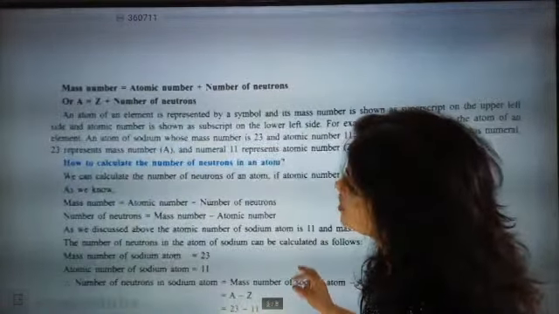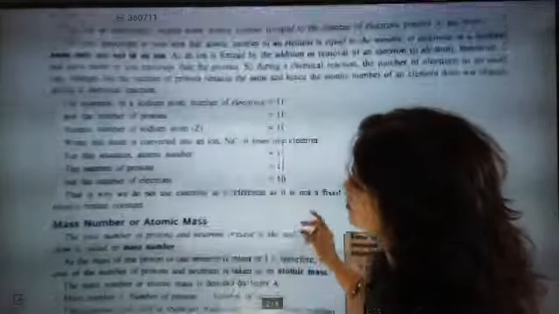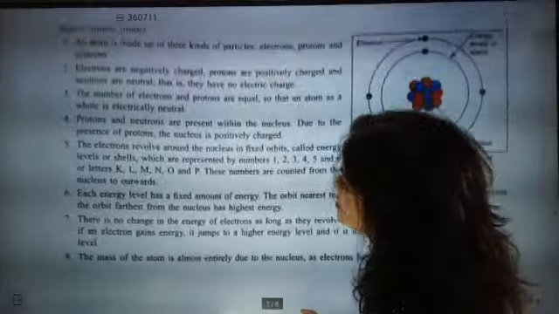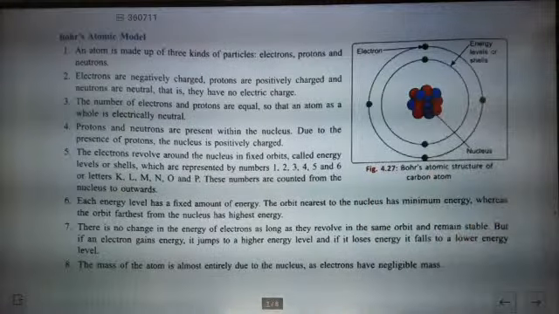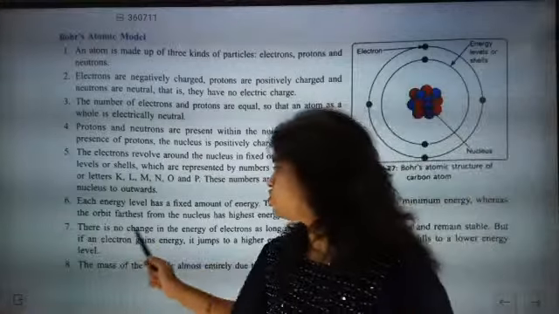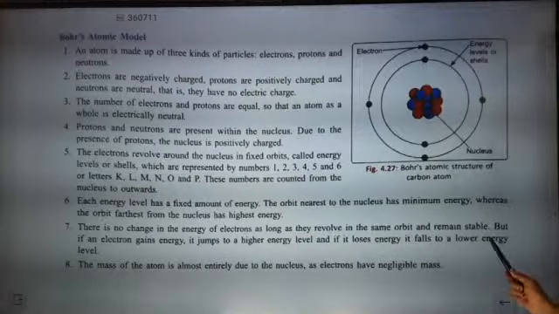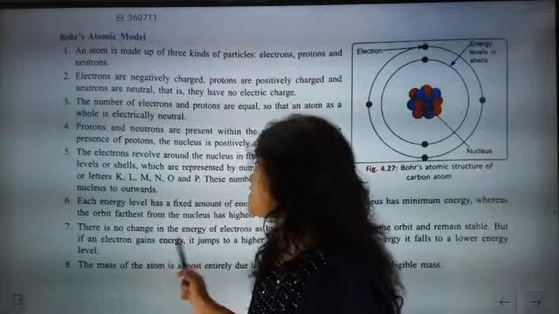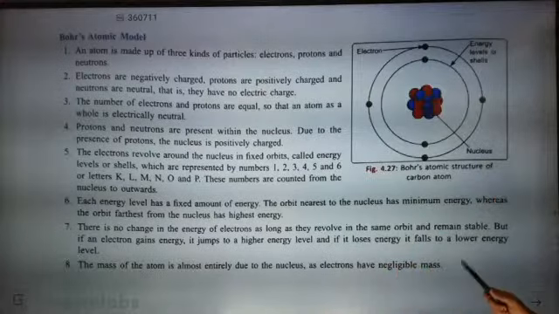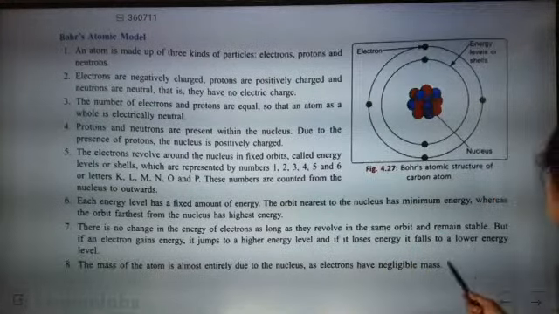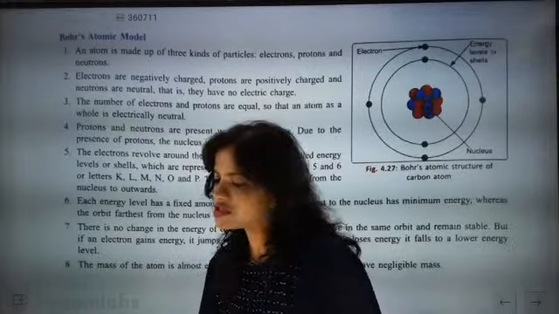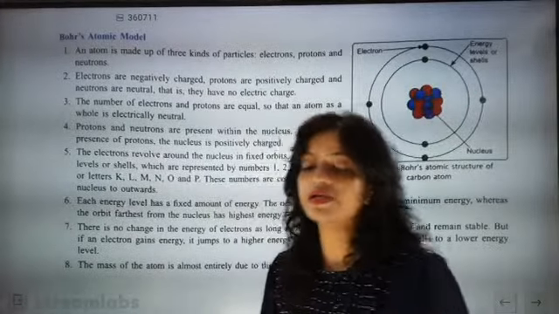Now this is what Bohr has written. Bohr talked about one thing: there is no change in the energy of electrons as long as they revolve in the same orbit and remain stable. But if an electron gains energy, it jumps to a higher energy level, and if it loses energy, it falls to the lower energy level. So this is the most important content I was discussing.